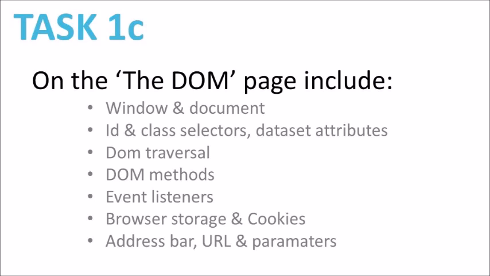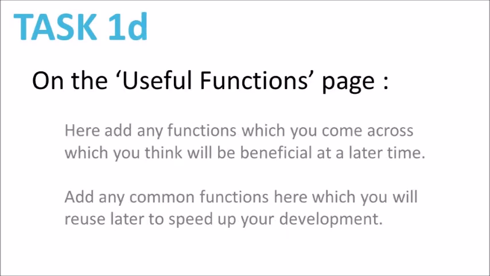On the DOM page include the window and document, ID and class selectors and dataset attributes, DOM traversal, DOM methods, event listeners, browser storage and cookies, address bar, URL, and parameters. And on the useful functions page, here add any functions which you come across which you think will be beneficial at a later time. So add common functions which you think you'll be able to reuse later to speed up your development.